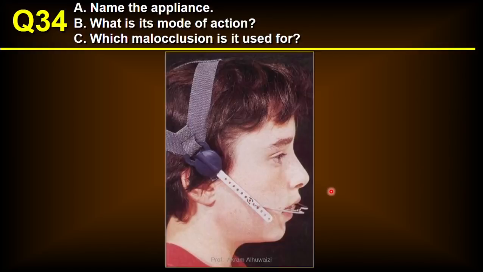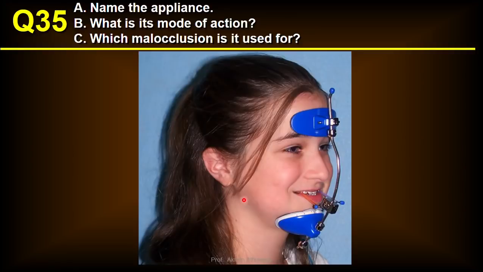So name the appliance. The appliance is a high pull headgear with a face bow. And what's the mode of action? It pushes the molars backwards, either to enhance anchorage or to distalize the molars. Which malocclusion is it generally used for? A class 2 malocclusion.